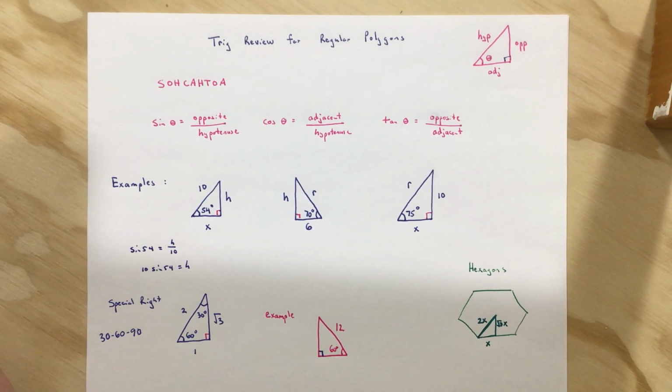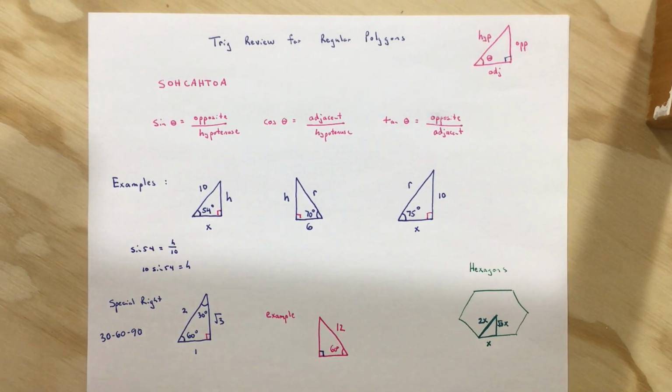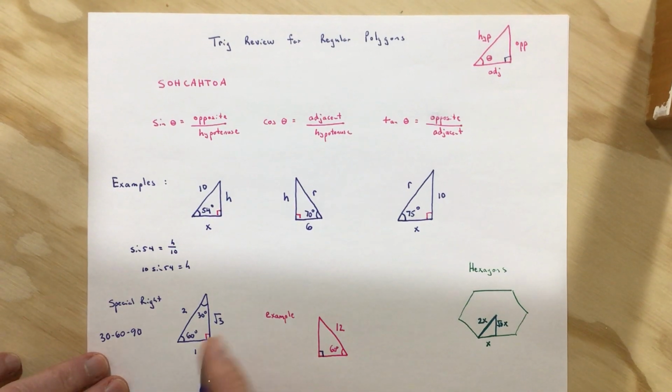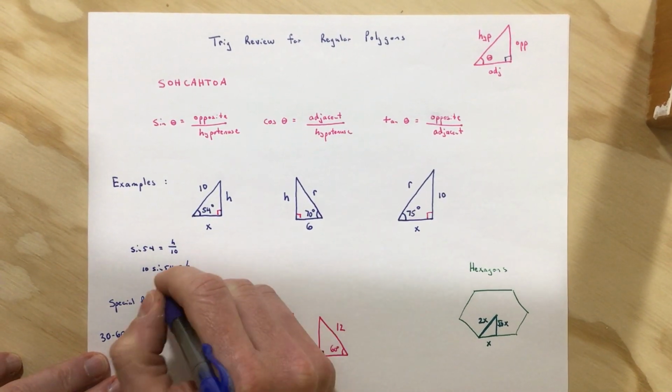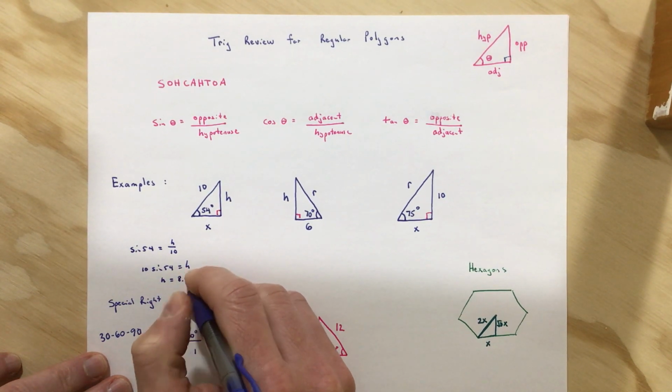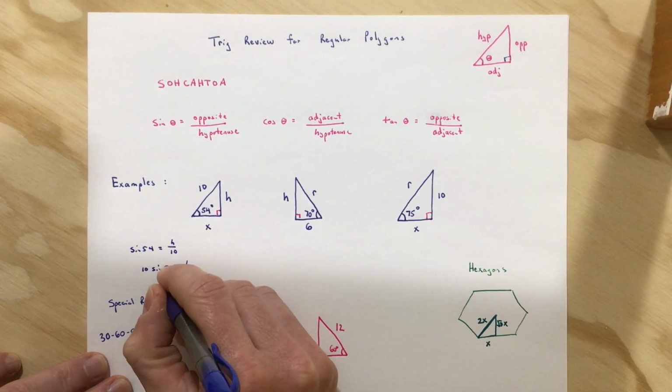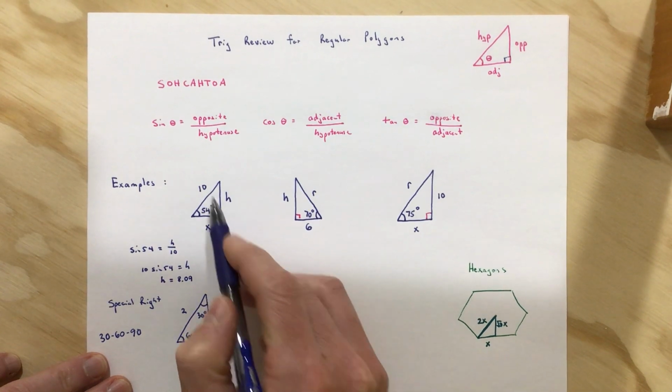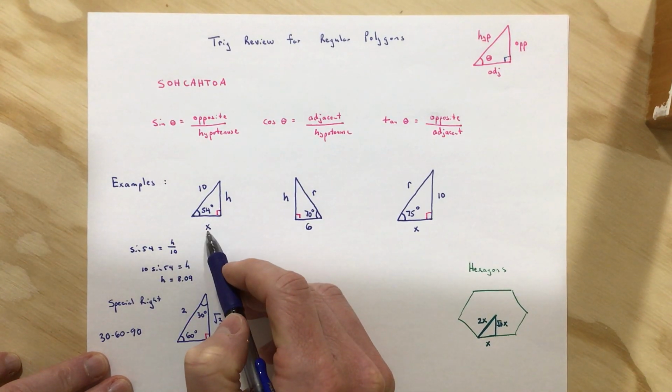Then I just type that in: 10 sine of 54 on my calculator. When I say 10 sine of 54, I mean 10 times sine of 54. And I get h equals 8.09.